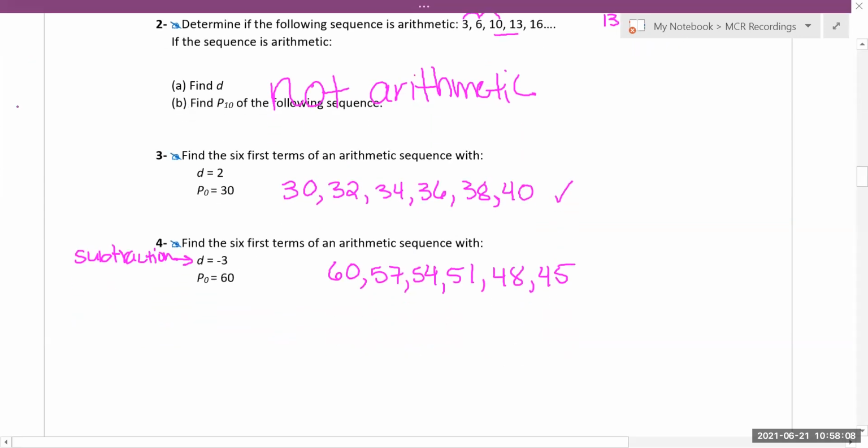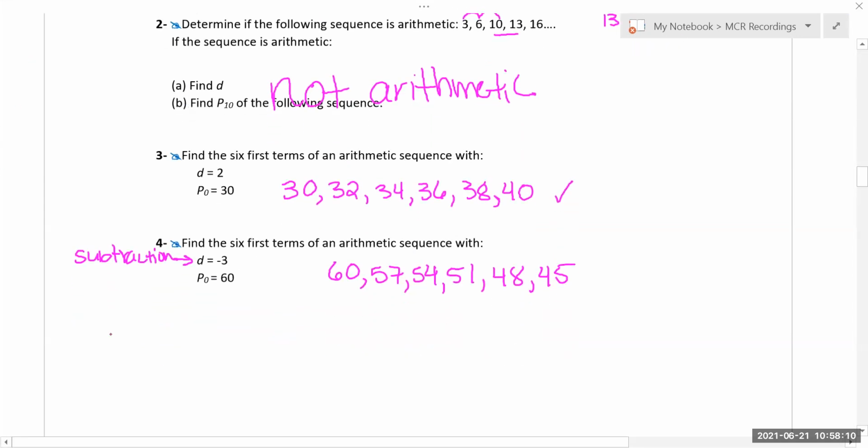All right, so things to take away from this one. You do want to know that recursive formula for arithmetic. So it's any term is the previous one plus that d. So you do want to make sure you know that one. There are 4 total.